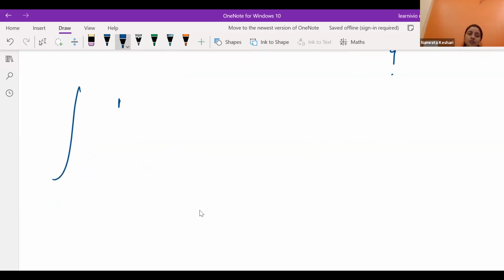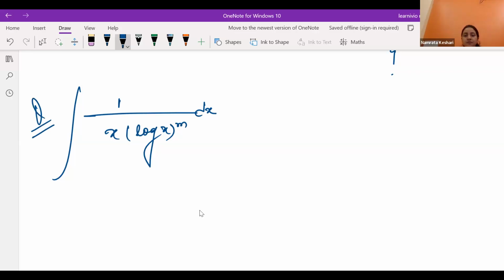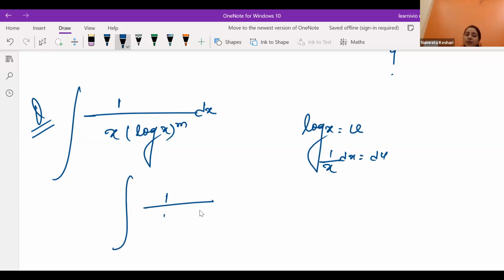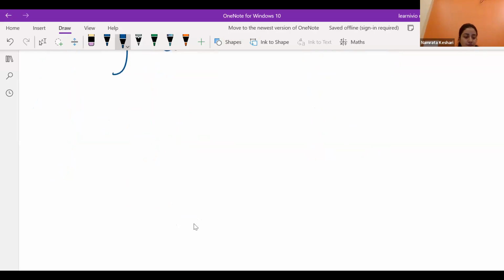If we are having the integration of 1 by x (log x) to the power m, then what to do? Log x as u. Yes, log x is u. Derivative will be 1 by x, dx is equal to du. We can clearly see 1 by x dx we are having. So basically we'll be having u to the power m, and here du will be there, which became very simple. Let's move.